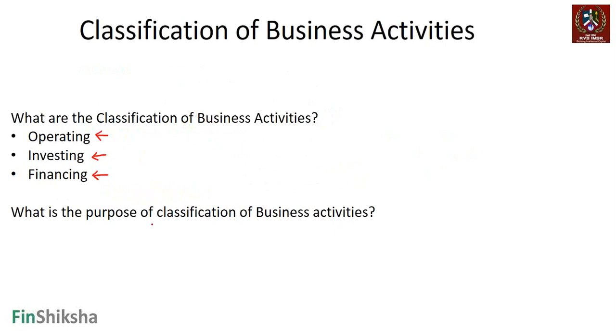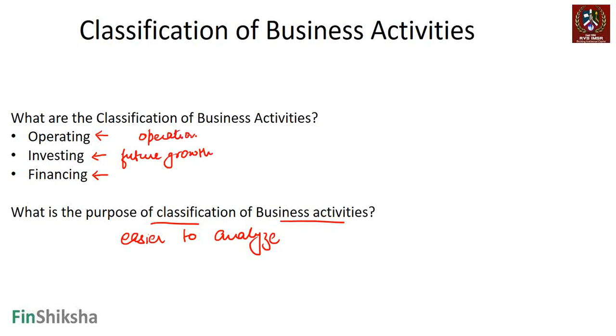What is the purpose of classification of these business activities? It makes it easier to analyze what the firm is doing on an operating level. Is the firm actually investing in future growth? Are they operationally making money? Operationally, how's the performance on an operational level? And where is the money coming from? What is the source of money for the firm?